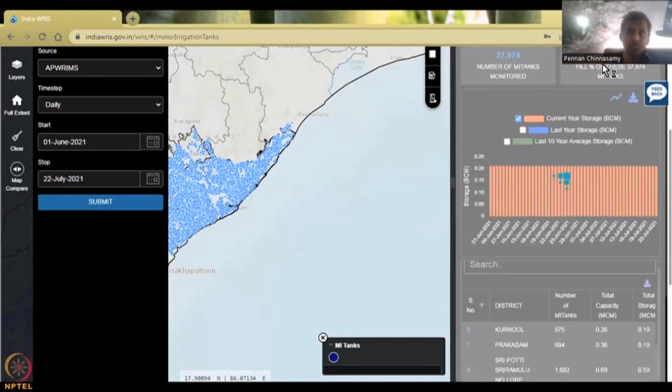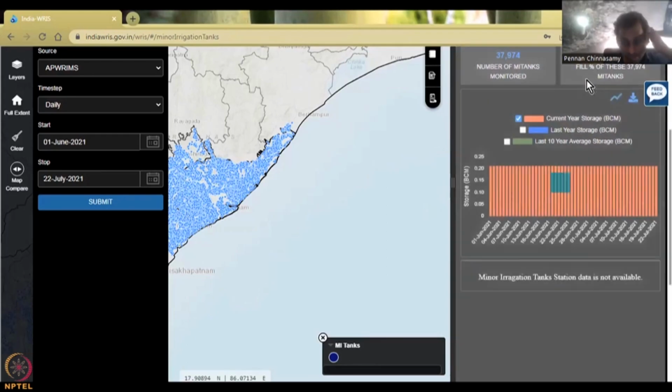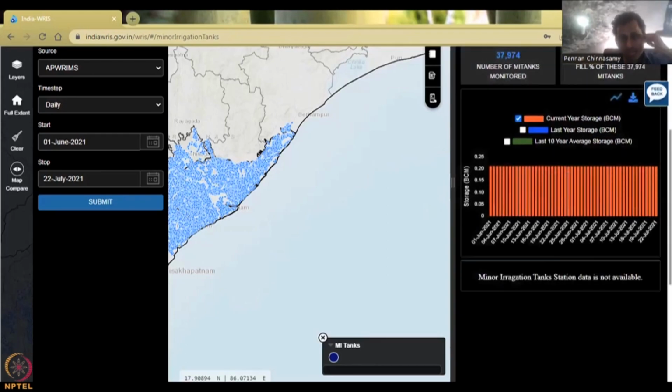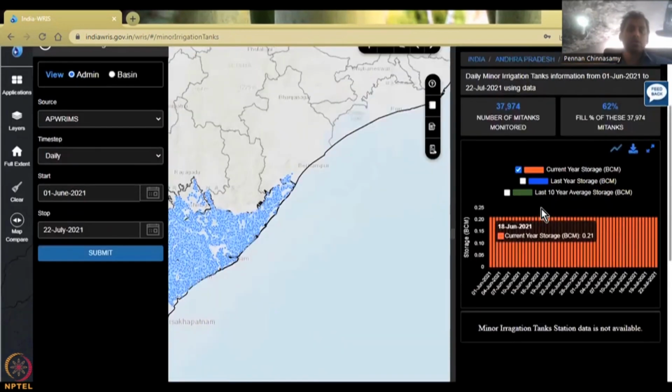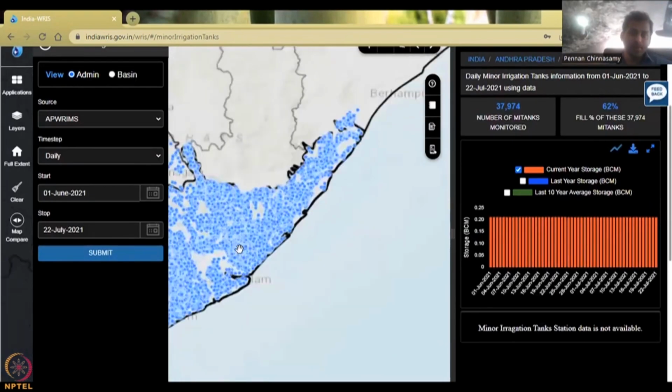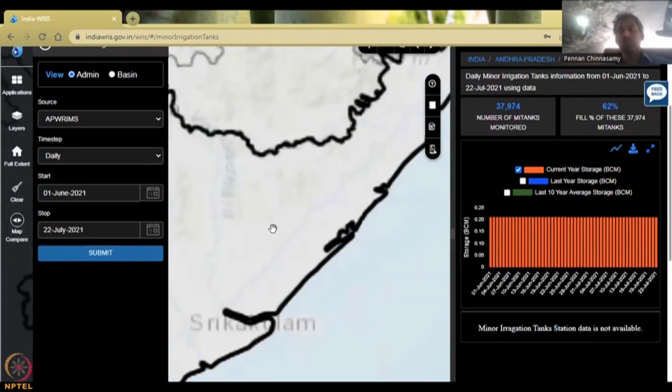It also says 62% full on these average tanks. So for example, all the tanks are taken, their water levels are taken as per their storing capacity, and the percentage is calculated as an average. It says minor tanks data is not available. That is fine, but we can also click on a particular location and a particular tank to see the data.